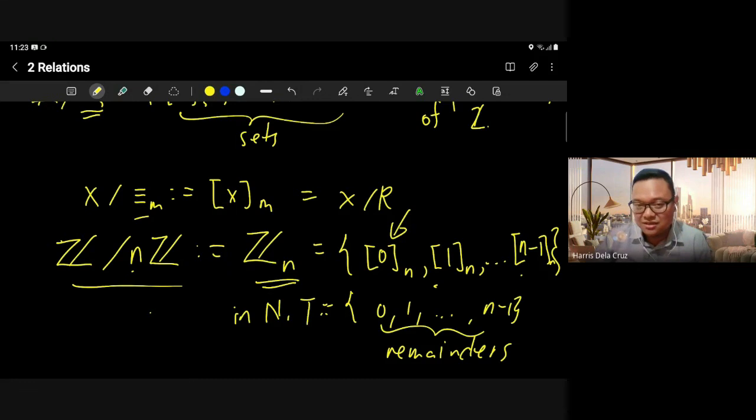Pagka ang n equals 3, ang equivalence classes mo eh 0 mod 3, 1 mod 3, tsaka 2 mod 3. Pag ang n equals 4, ang equivalence classes mo, 0 mod 4, 1 mod 4, 2 mod 4, 3 mod 4. Pag 5, ganun din, 0 mod 5, 1 mod 5, 2 mod 5, 3 mod 5, 4 mod 5. In general, 0 to n minus 1 mod n. In the language of number theory, ang ibig sabihin nun, that's the remainder when you divide by n.